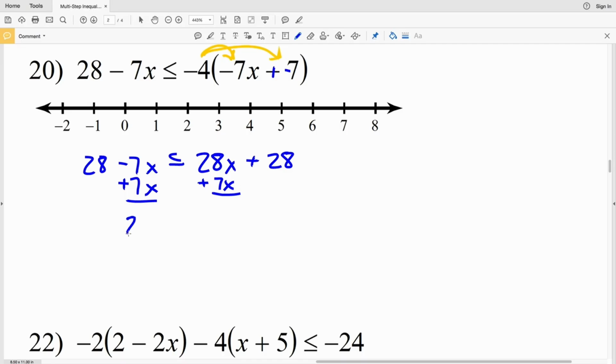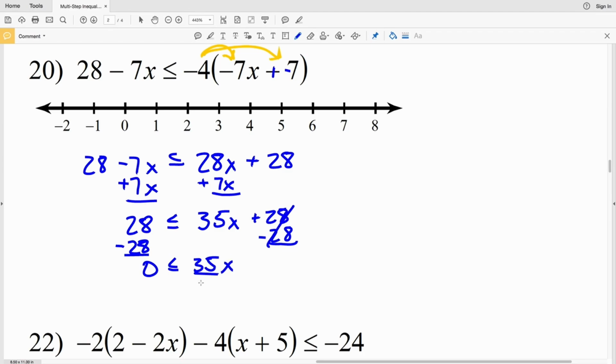to get that 28 is less than or equal to 35x plus 28, and then I'll subtract 28 from both sides to get that 0 is less than or equal to 35x. And when I divide by 35, 0 divided by any number is just 0. So 0 is less than or equal to x.